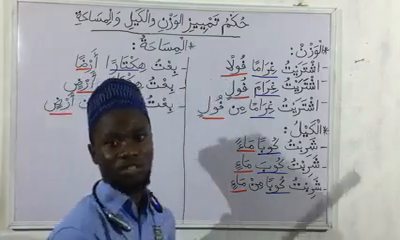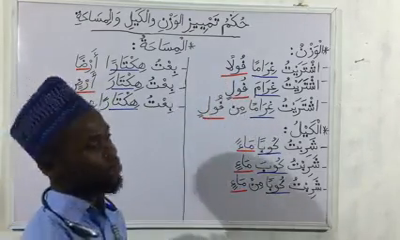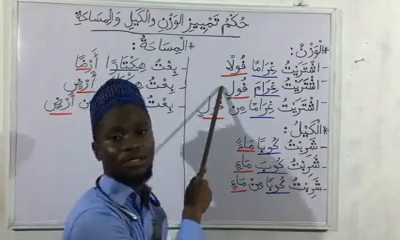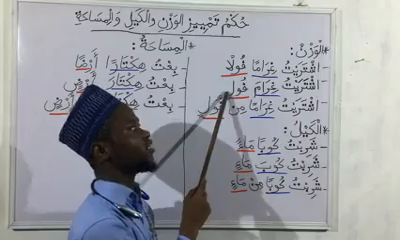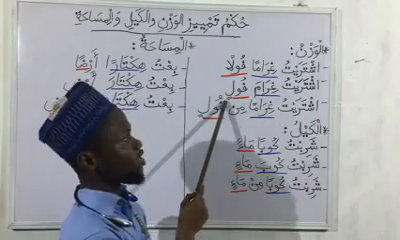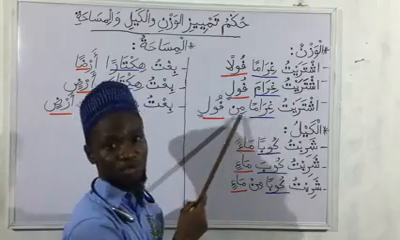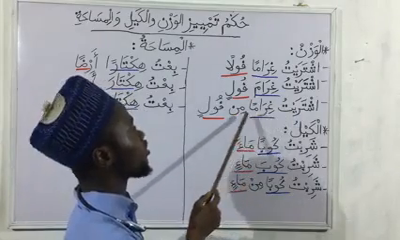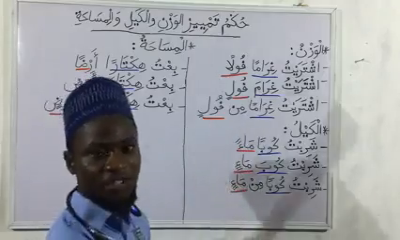The first one, the tamiz is nasbu, as you can see, fulan. The second one here is majrur bil idafa. So ishtaraitu ghirama fulin, majrur bil idafa. You can see the kasratan clearly here. Then the last one is majrur bi min. Ishtaraitu ghiraman min fulin. So the three sentences have the same meaning.